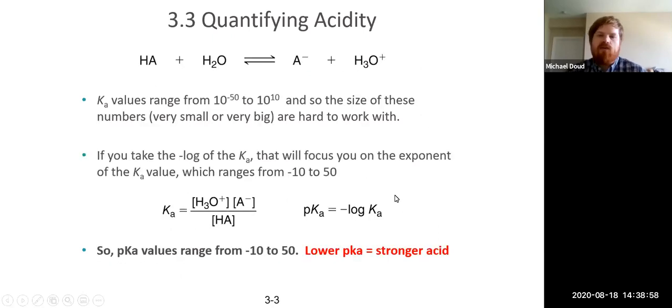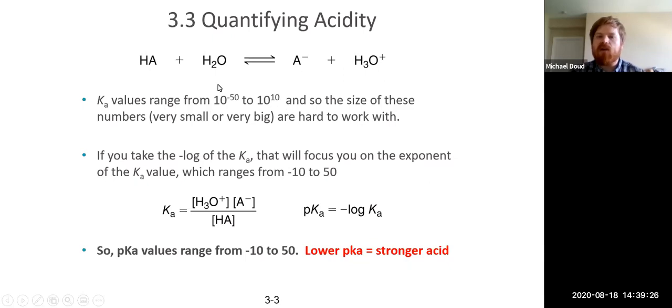So the Ka value is one way that you can quantify acidity, but they have a pretty wide range, anywhere from 10 to the negative 50th to 10 to the 10th for the strongest ones. So instead what we do is we use the pKa, and you may recall the p of course means negative log. It's an old way to describe that function. So it's the negative log of the Ka. And basically it's just a logarithmic scale to help us measure these.